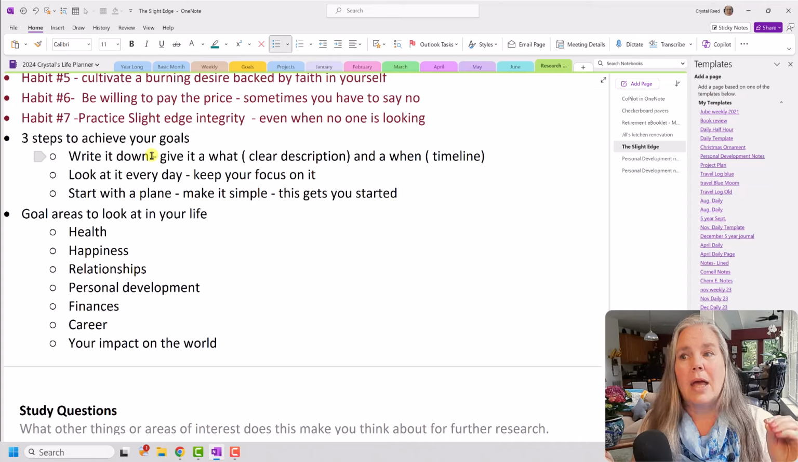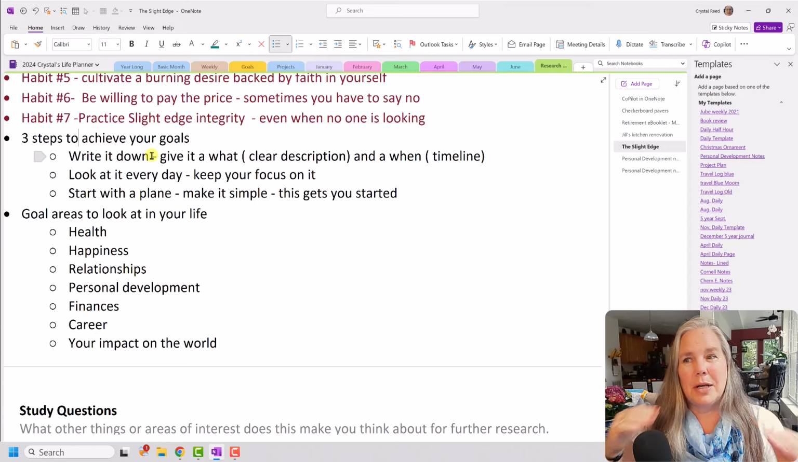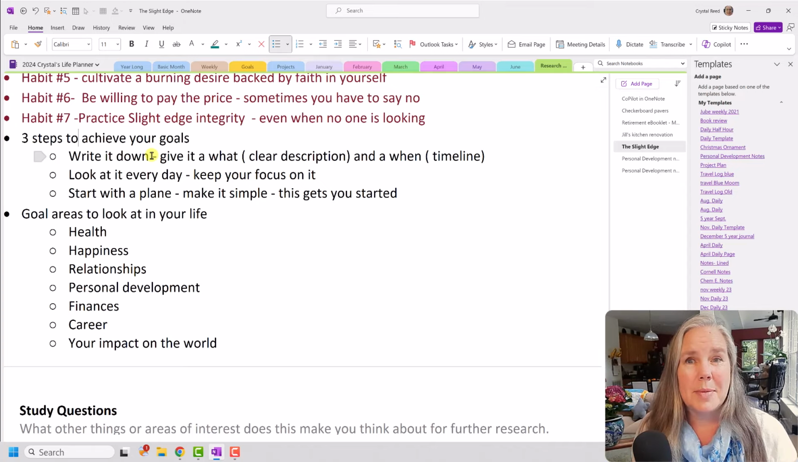Write it down. Make sure that it has a clear description. A what do I need to do? And a when. A what and a when. A clear description and a timeline to get it done in. Okay? Look at it every day. So that's why I take that goals section and put it in my weekly so that I know what I'm supposed to be doing and keep my focus on it.